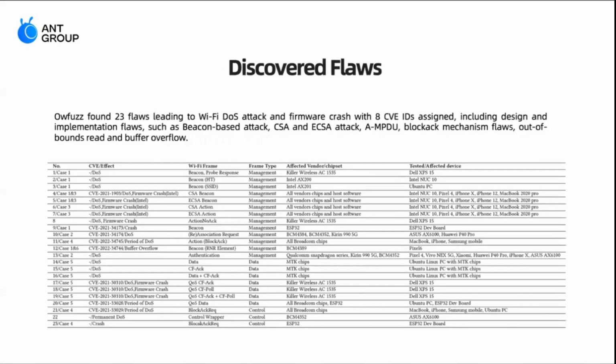Owfuzz found 23 flaws leading to Wi-Fi DDoS attack and firmware crash, with 8 CVE IDs assigned, including design and implementation flaws, such as beacon-based attacks, channel switch and extended channel switch attacks, AMPDU and block ACK mechanism flaws, out of bounds rate and buffer overflow. This validates its ability to find vulnerabilities on different types of Wi-Fi devices.